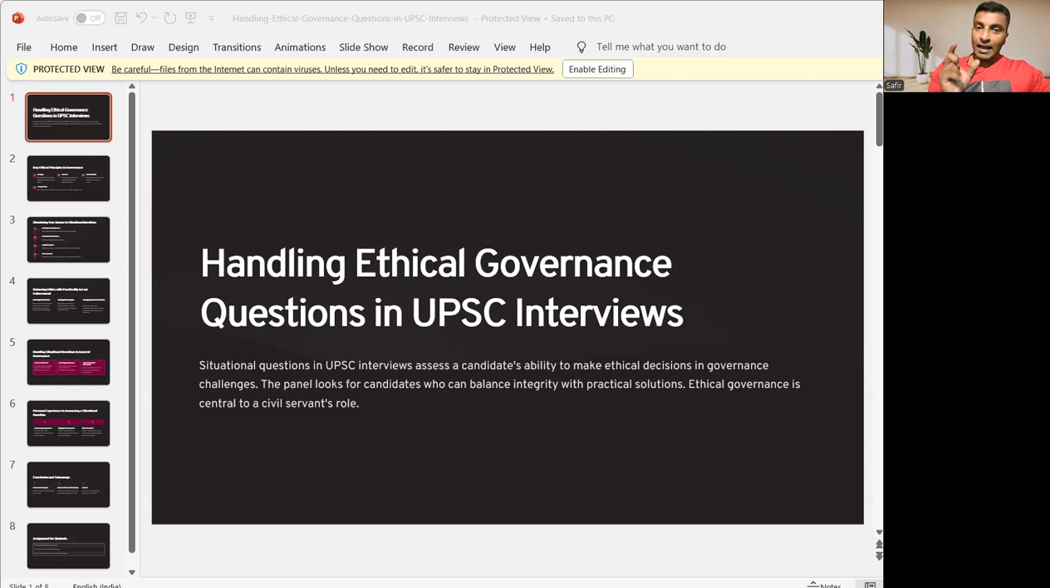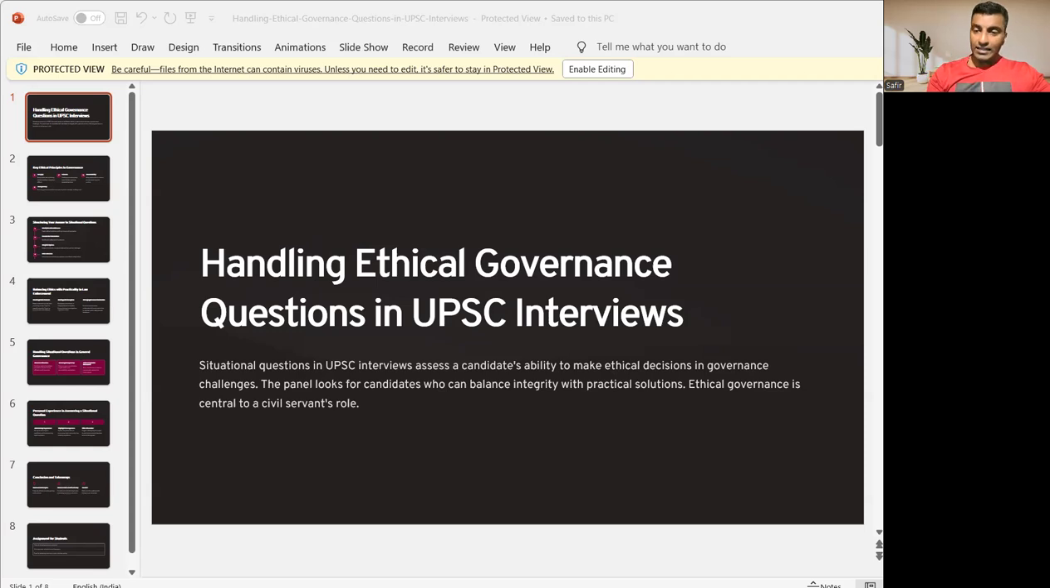Make sure that any answer you present to them, if it is a situational question involving ethical governance or any ethical issue, has the ethics side brought in. You need to bring in the transparency element, the accountability element, and integrity, absolute 100% integrity, which is non-negotiable in civil services. You need to bring in fairness. Any action that you take should not deliver privilege to some sections; it should be equal. There should be fairness in your decisions and implementation.